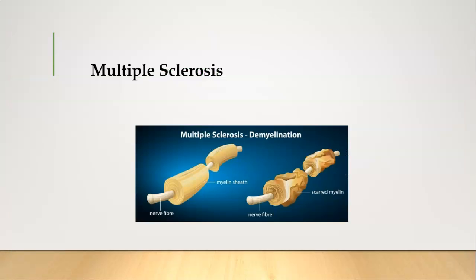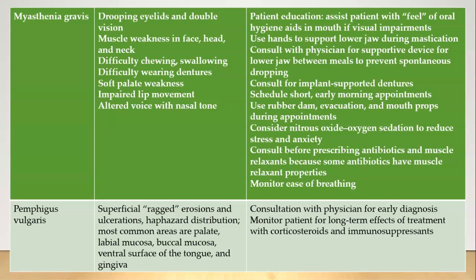So here's an image of multiple sclerosis. It's with that demyelination of the myelin sheath over the nerve fiber. So it just starts to deteriorate. Myasthenia gravis. I've had several patients with this autoimmune condition. Drooping eyelids and double vision. Muscular weakness in the face, head and neck, difficulty chewing, swallowing, difficulty wearing dentures, soft palate weakness, impaired lip movement, altered voice with nasal tone.